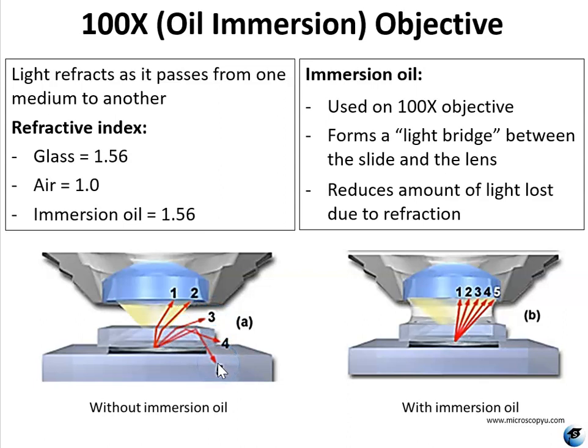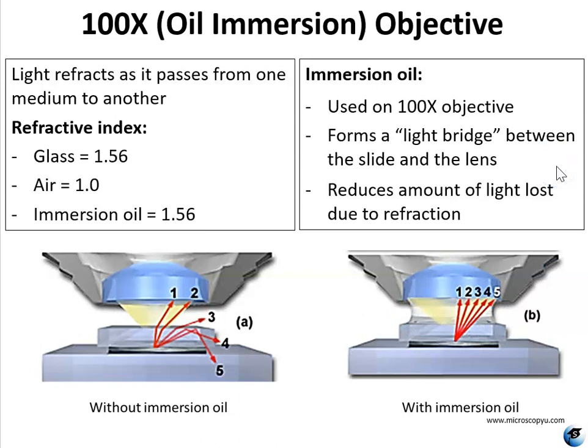So in order to help with that, when you're using the 100x objective at really high magnification, remember, if you're coupling a 100x objective lens with a 10x ocular lens, that is 1,000 times actual size. So you need to really focus with all of the light that you have available. What we do with a 100x objective is use what is known as immersion oil. The immersion oil forms a little bridge between the light source, the slide, and the objective lens. That way you reduce the amount of light that is lost.